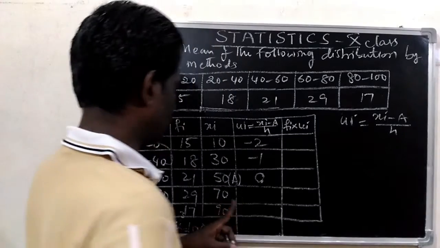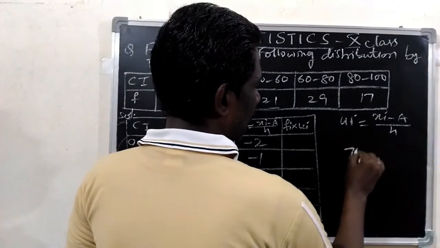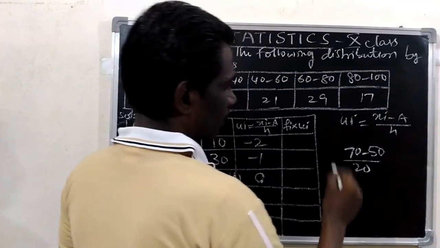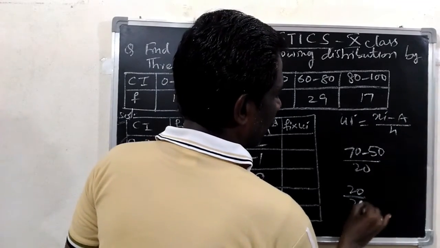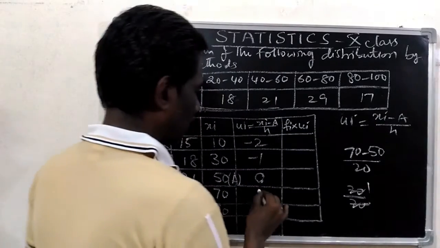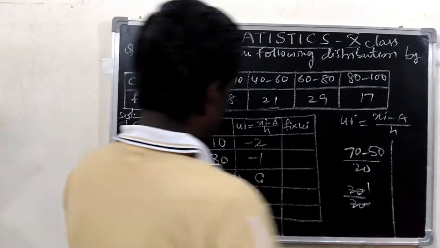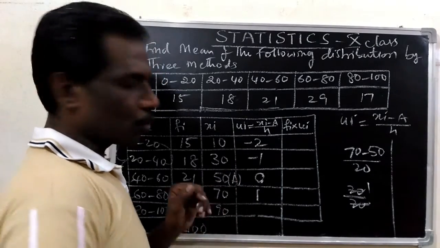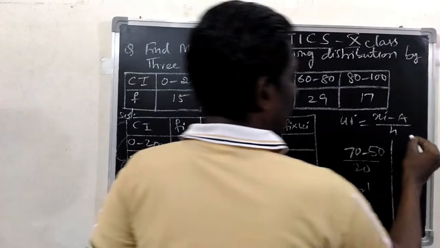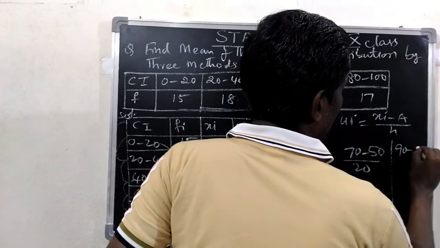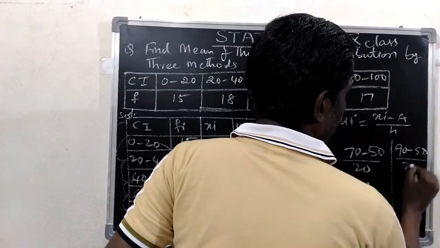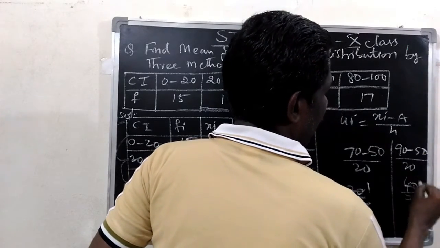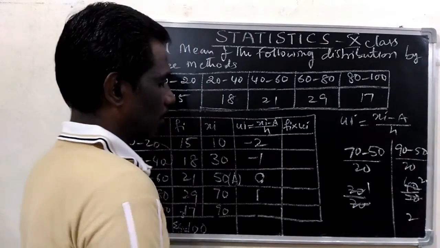Fourth UI value. Here Xi is 70 and A is 50, divided by 20. This 20 divided by 20 is what? 1. And like that, the last UI, the fifth UI value. Here Xi value is 90 and A value is 50, so 40 divided by 20. Two twenties are 40. So it is 2.